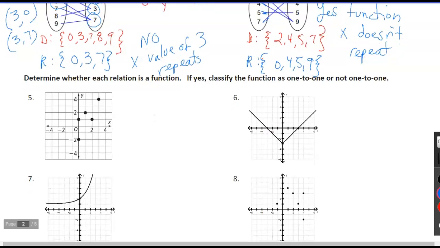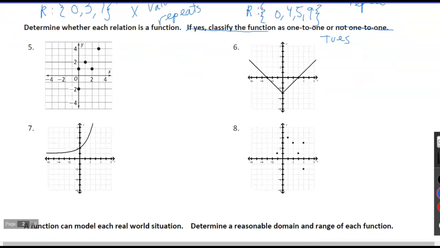Okay, we're going to save this part here about 1 to 1 or not 1 to 1 for Tuesday. So we're just going to come through here and write whether or not it's a function. This one is not a function. X repeats. If you notice right here, my x value of 0 shows up more than once. I got 0, 1. I also have 0, -2.